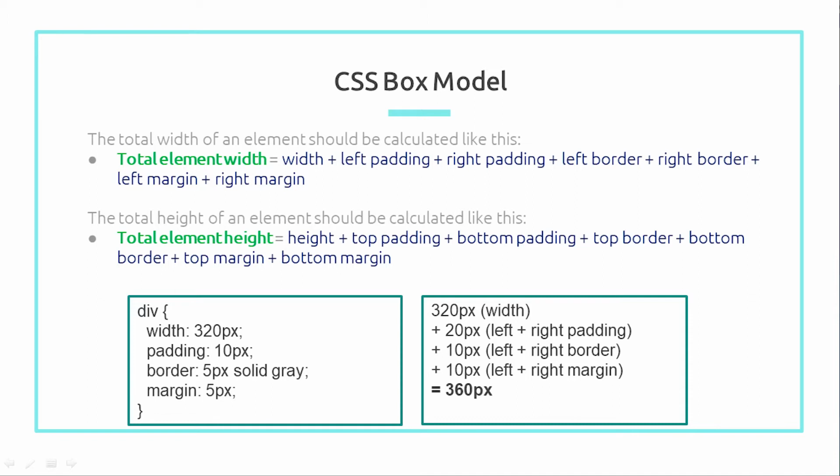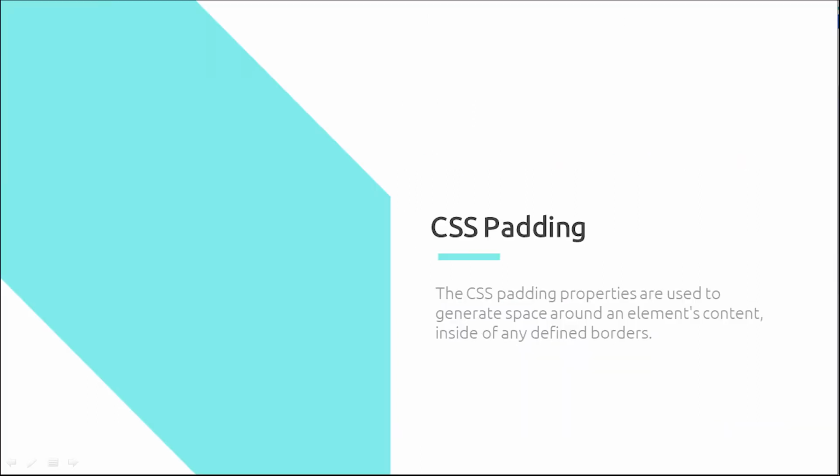320 width. 20 pixel, left plus right padding. 10 pixel, left plus right border. 10 pixel, left plus right margin. Total 350 pixel. CSS padding.